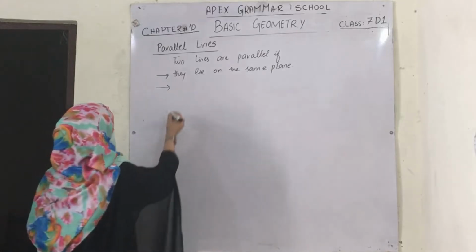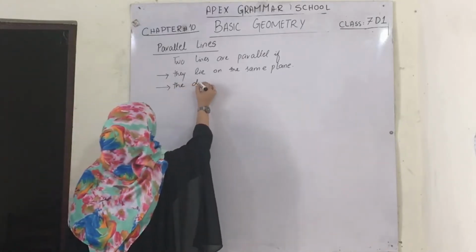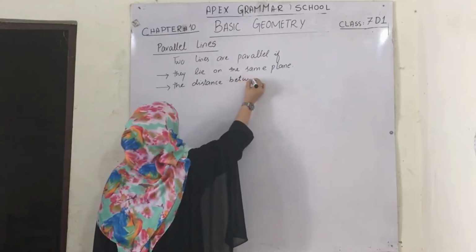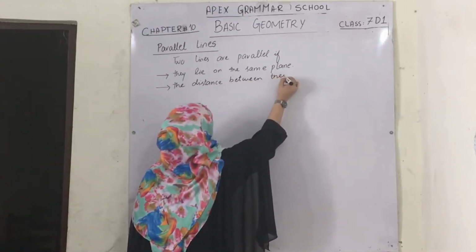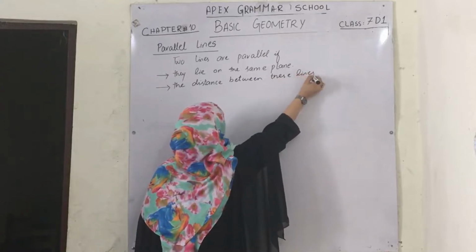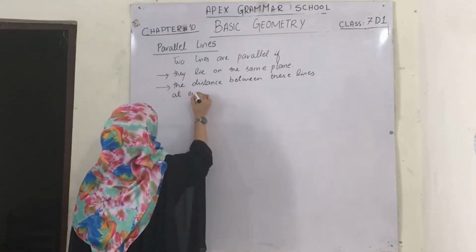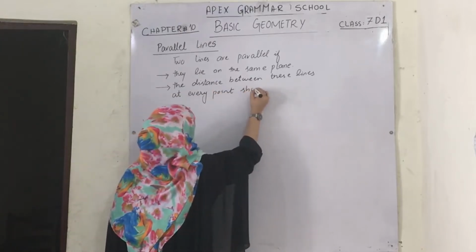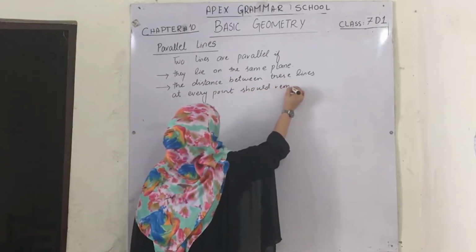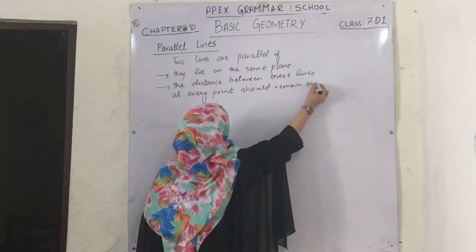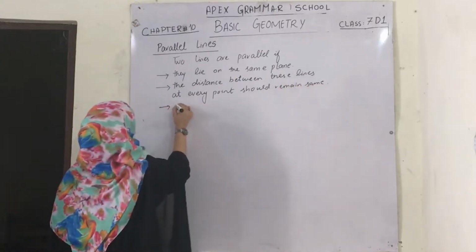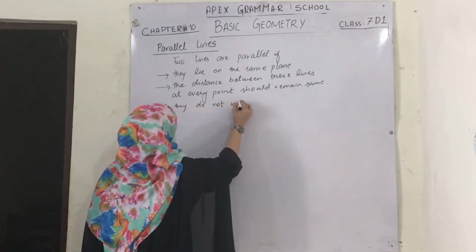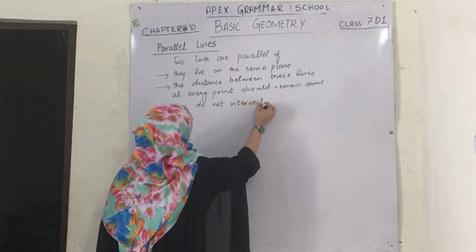The second condition is the distance between these lines at every point should remain same. And the last condition is they do not intersect each other.